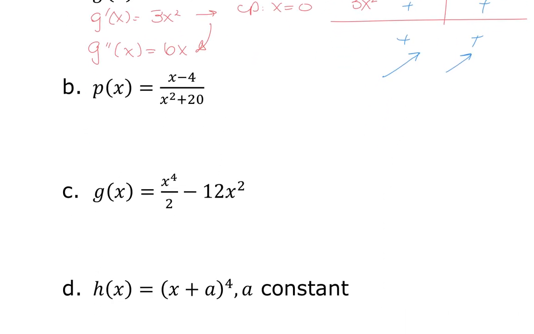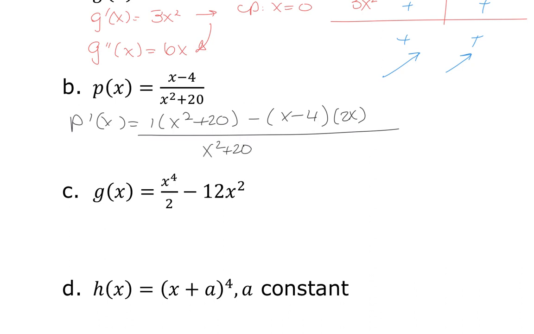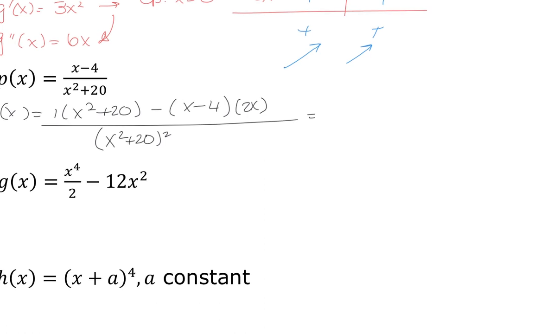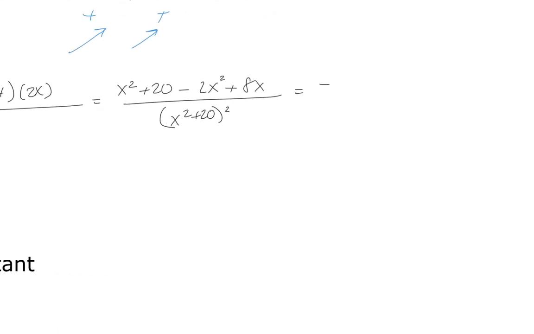Let's take a look at B. So P prime of x. I'm going to do the derivative of the numerator, which is 1, times x squared plus 20, minus, I'm going to do the product or quotient rule, x minus 4, excuse me, derivative of the denominator, which is just going to be 2x, all over x squared plus 20, the quantity squared. So this is going to be x squared plus 20 minus 2x squared plus 8x, all over x squared plus 20, the quantity squared. So this is going to give me negative x squared plus 8x plus 20 all over x squared plus 20, the quantity squared.